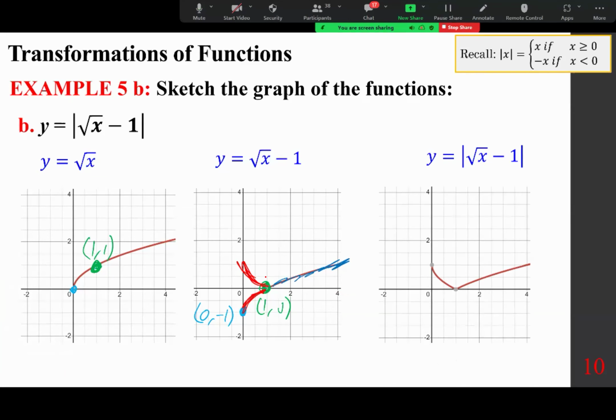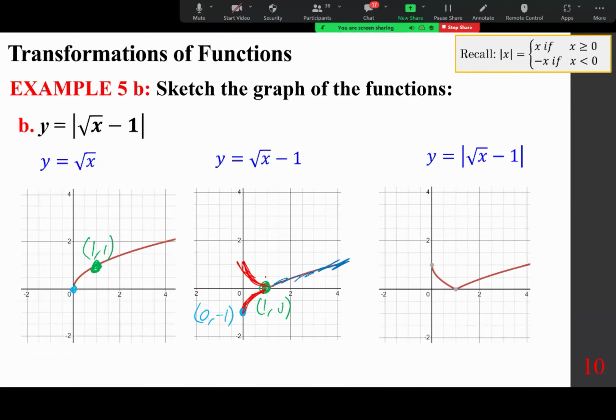I'm sorry, Professor, are we always going to flip everything under the x-axis above the x-axis, or does that only apply for when we're, oh, never mind. Absolutely. Whenever you have the absolute value of a function, you ignore the absolute value and we graph it. This is what we are doing here. We are ignoring the absolute value when we graph it.